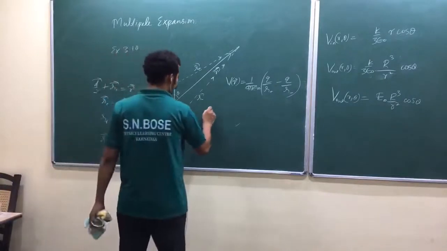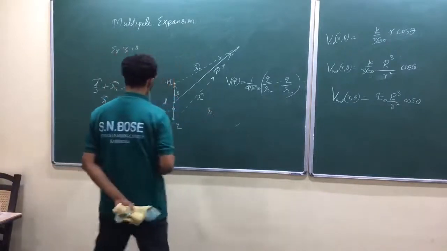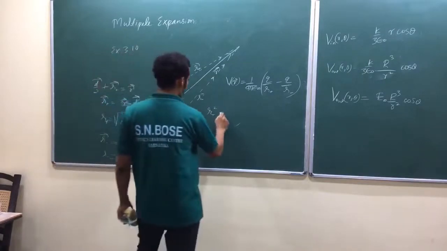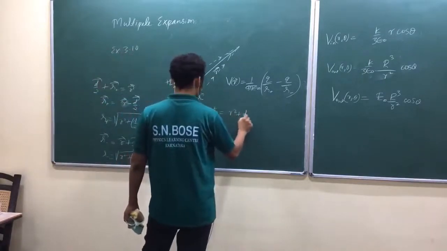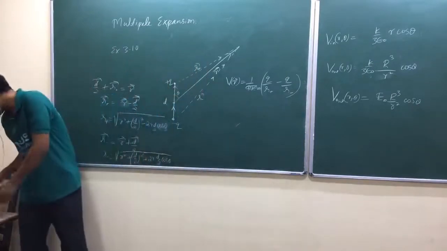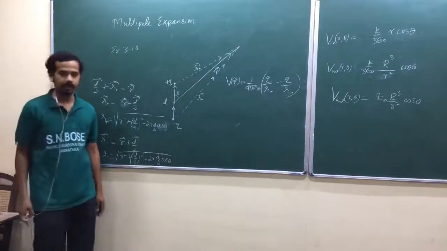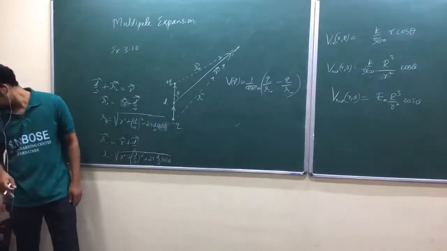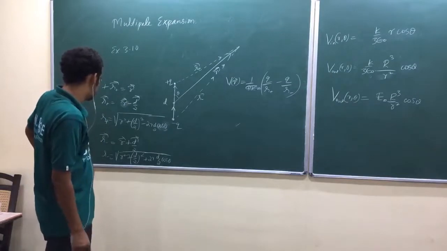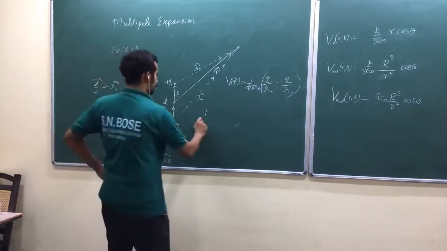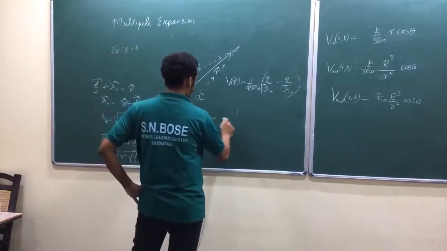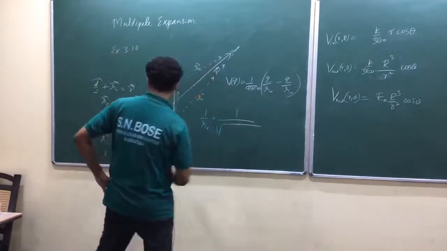Now can I write like this? r plus squared. Let me take r plus squared, that's r square plus d by 2. Ultimately I need the reciprocal of them, am I right? Ultimately I need the reciprocal. So 1 by italic r plus, let me take that one initially. So 1 by root of this whole thing.